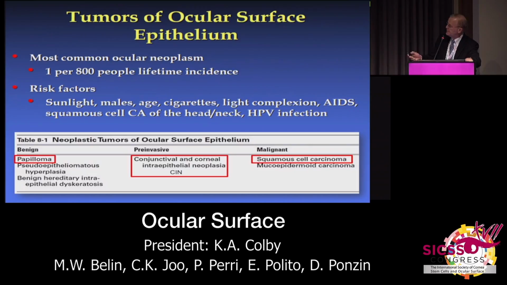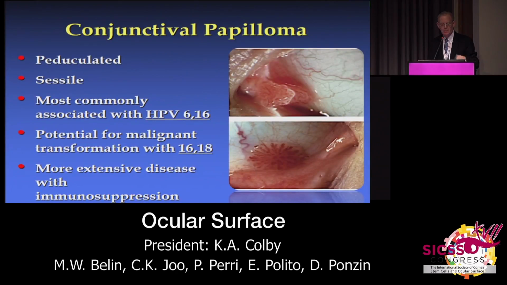The ones we'll talk about specifically here are papillomas, conjunctival and corneal intraepithelial neoplasia, or CIN, and squamous cell carcinoma. Conjunctival papillomas can be pedunculated, like you see here on the upper right, or sessile, like you see on the lower right. Most commonly, they're associated with an HPV infection of type 6 or 11, but they can be associated with type 16 and 18, which gives them a higher malignant potential. They're more extensive in people that are immunosuppressed, especially AIDS patients, for example.